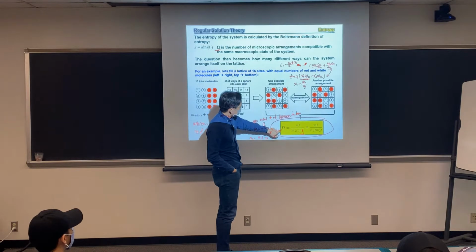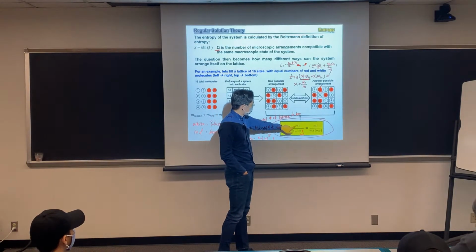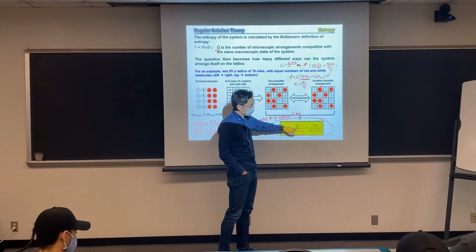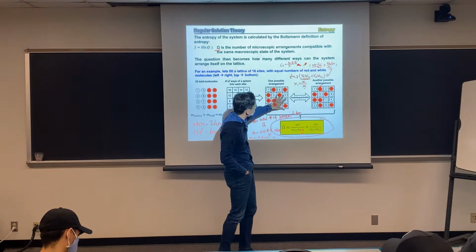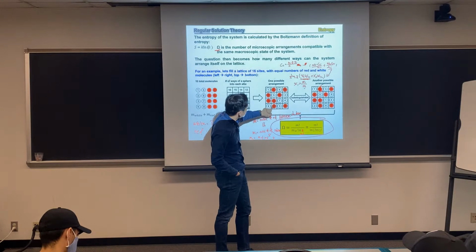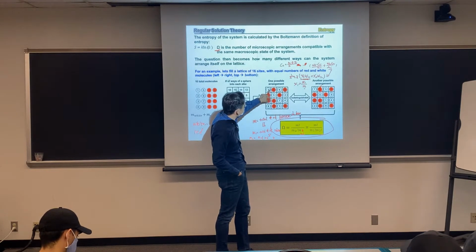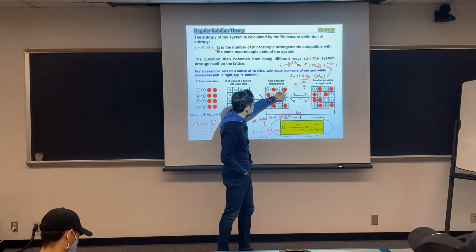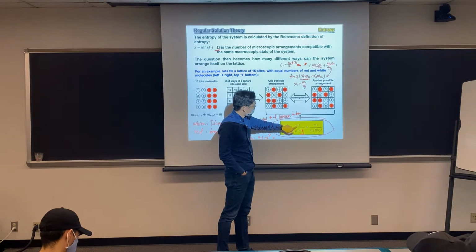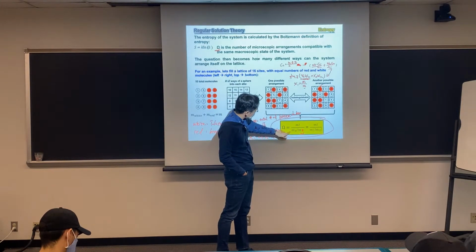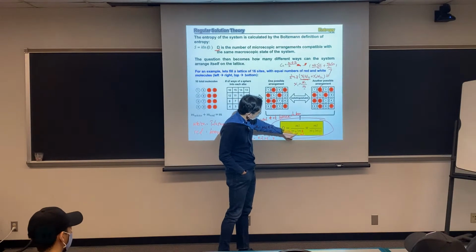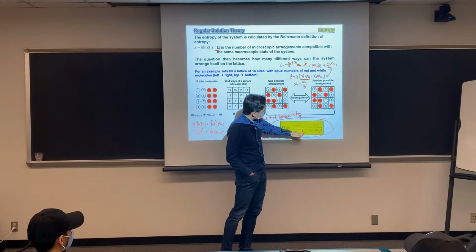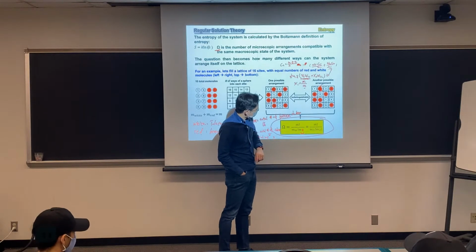The answer is that the total number of possible states equals N factorial, where N represents the total number of sites. In this specific case, N would be equal to 16 because we have a 4x4 grid, and I'll explain why that's the case. And it is divided by the factorial of the white boxes and the factorial of the red boxes. Okay?